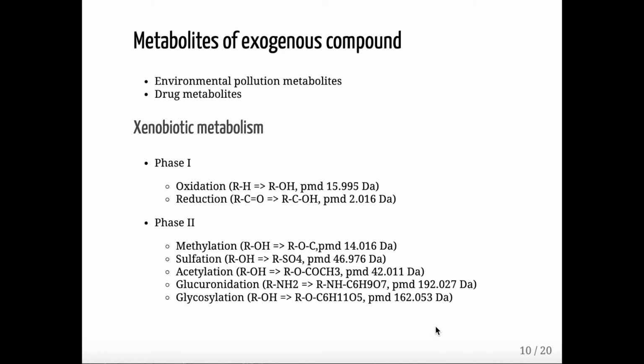In general, there are some exogenous compounds, and they are always involved in a specific pathway called xenobiotic metabolism. And there are phase 1 reactions and phase 2 reactions. As you can see here, for the common phase 1 or phase 2 reactions, we can calculate a specific PMD for each. For example, oxidation is almost 16, and methylation is 14.